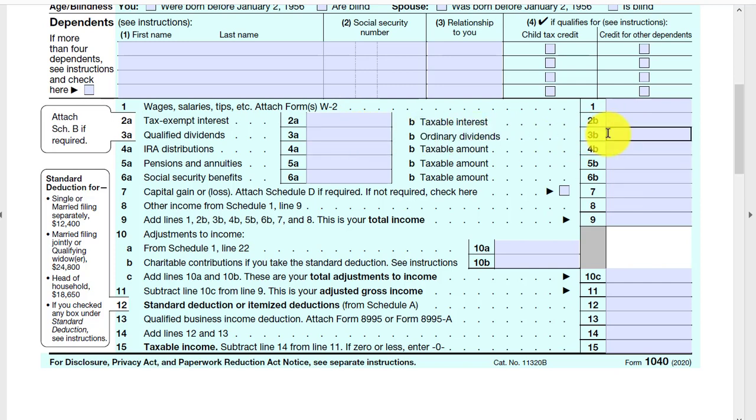And dividends is a similar idea. Little different concept because all qualified dividends are ordinary dividends. Okay? So in this case, instead of tax-exempt interest being different than taxable interest, these two are actually related. So the amount of ordinary income might be 500, and the qualified dividends would be 400 out of that 500. Okay?